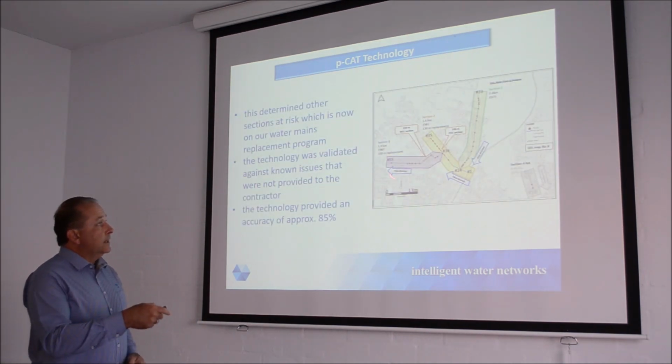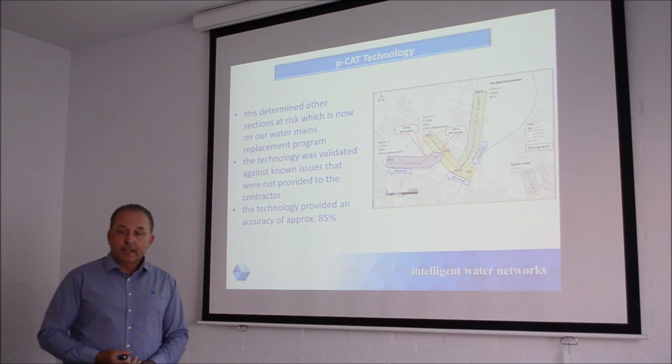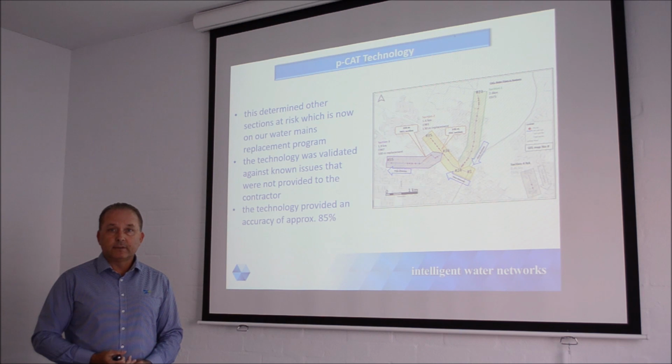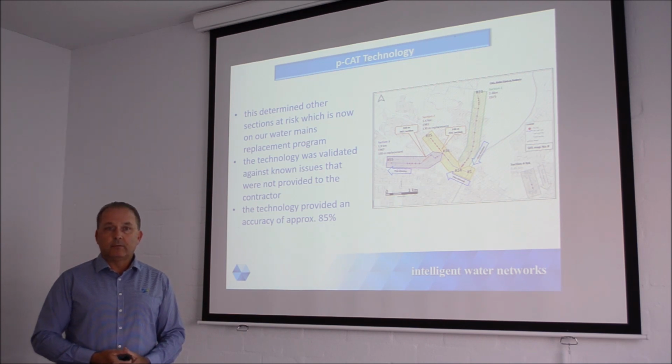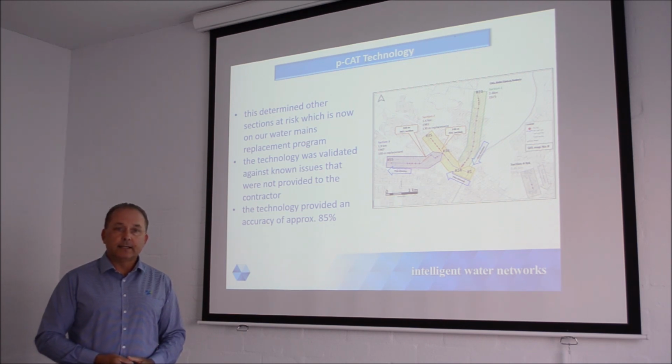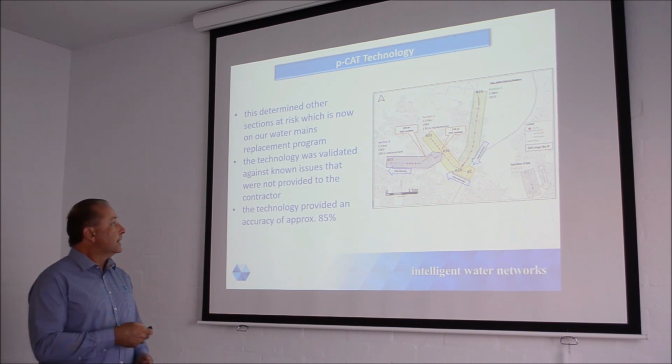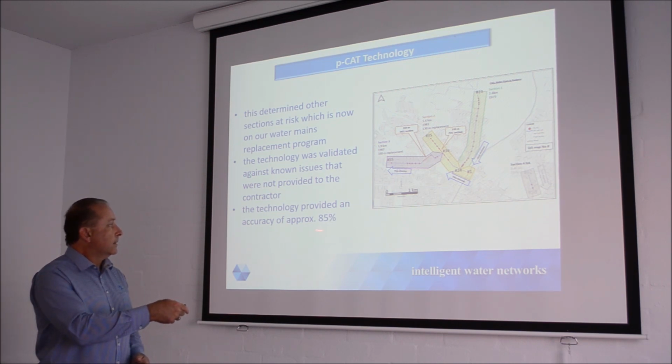So you can see here, these are the areas that we covered, not just the area where we had the break. And what we found out is that we do have some issues with that pipeline. We did the same thing that we did last time. We validated it against known issues, so we've got a record of where we've had breaks in the past.